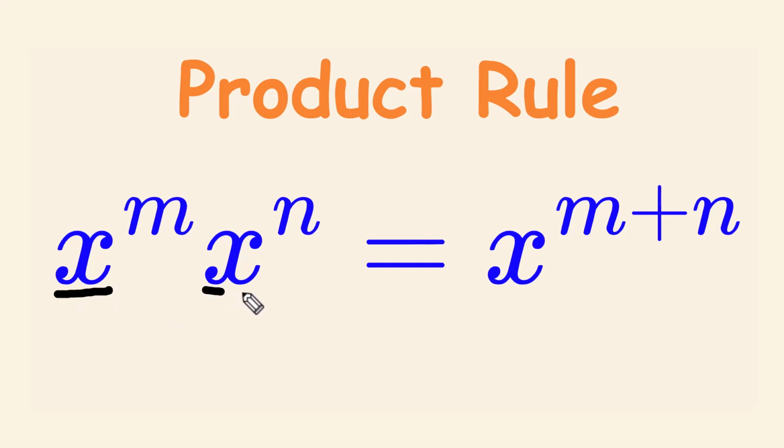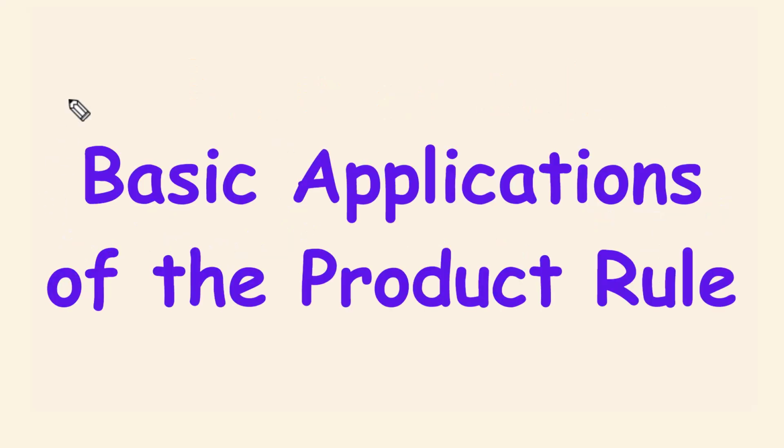Alright, so let's start with the basics. What is the product rule for exponents? The product rule states that when you're multiplying two powers with the same base, you simply add the exponents. Here's the formula. The first problems we will practice will be on basic applications of the product rule.